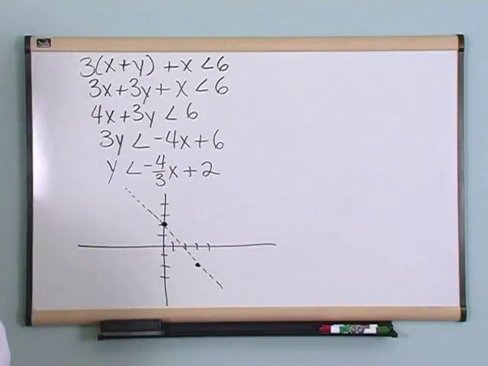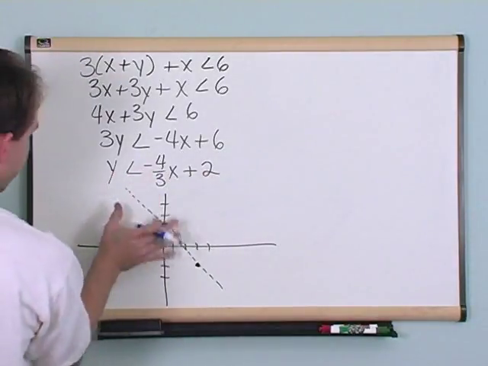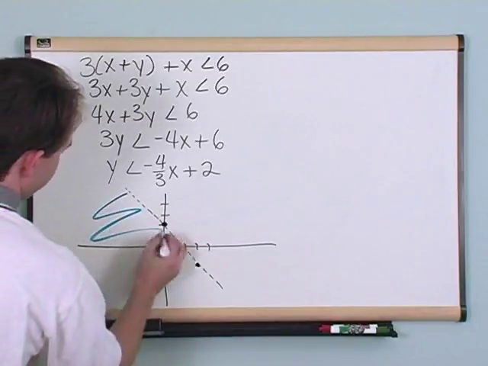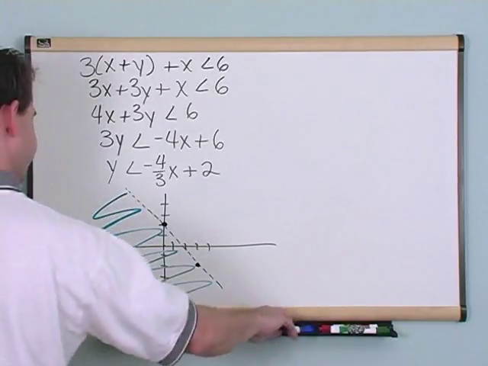And then finally, to finish everything off, you've got to figure out on what side of the line you shade it. y is less than, which means lower than everything on this line, which means everything underneath, like that, is actually what gets shaded. Everything below.